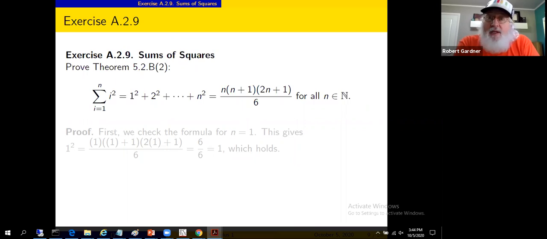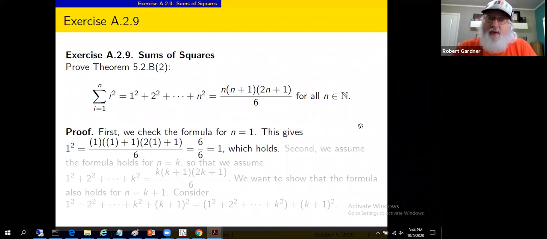Here's something we've used in section 5.2, the sum from i equals 1 to n of i squared: 1 squared plus 2 squared up through n squared. We claimed it was this quantity here. All right, let's prove it by math induction.